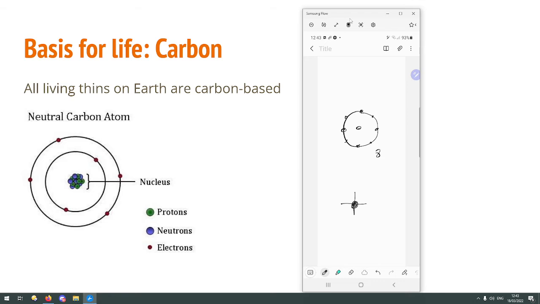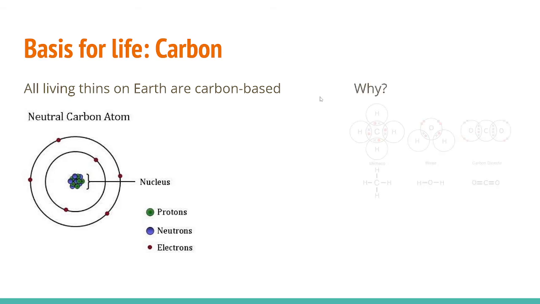Now, why is this important? We normally don't care about this, right? But it means it can make an infinitely complex chain of materials. And these infinitely complex chains of materials are the basis of life. That's why we are carbon-based life forms. Everything on Earth is carbon-based.